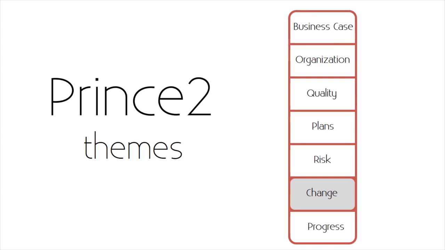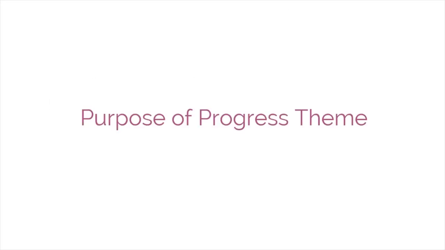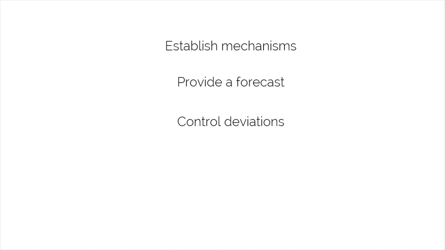We've been talking about the different themes in PRINCE2, and in this module, we'll discuss the PRINCE2 theme of progress. The purpose of the progress theme is to establish mechanisms to monitor and compare actual achievements against those planned, to provide a forecast for the project objectives and the project's continued viability, and to control unacceptable deviations.